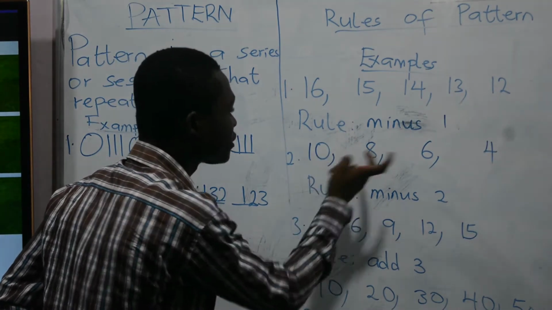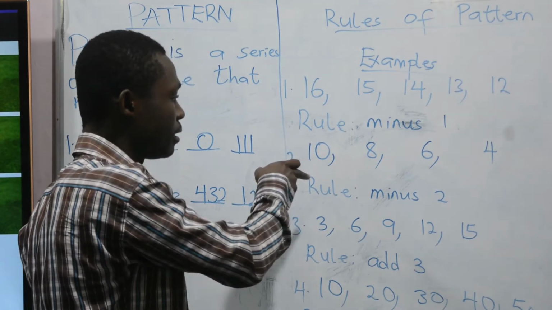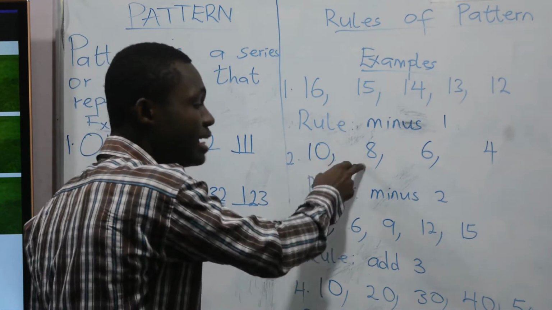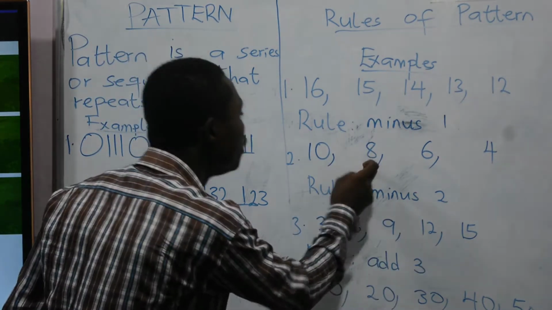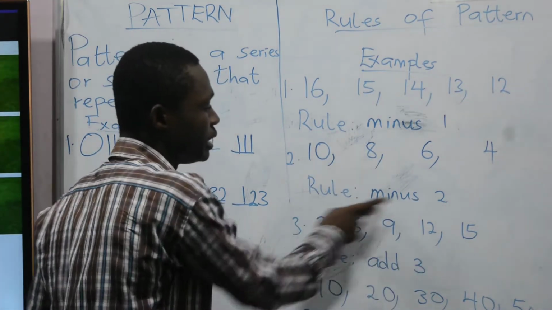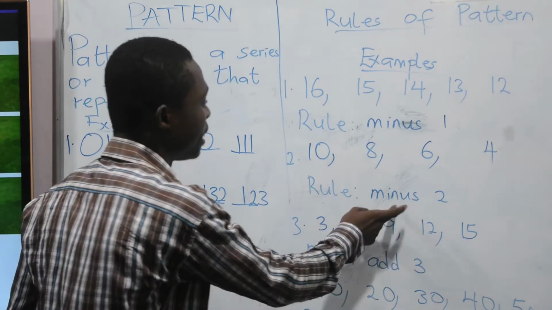Now the next, you can see that here is 10, but there is no addition of any number. So here is 10, but here is 8. Why is it 8? Because we have been taking 2 from the 10. And then the minus will be there. So you bring your minus 2.